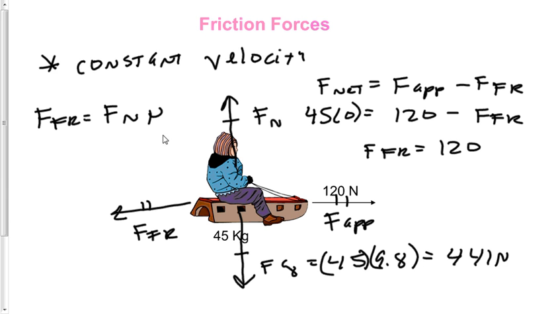Now we can put numbers into this equation and find mu. 120 is equal to 441 multiplied by mu. Mu is equal to 0.27.